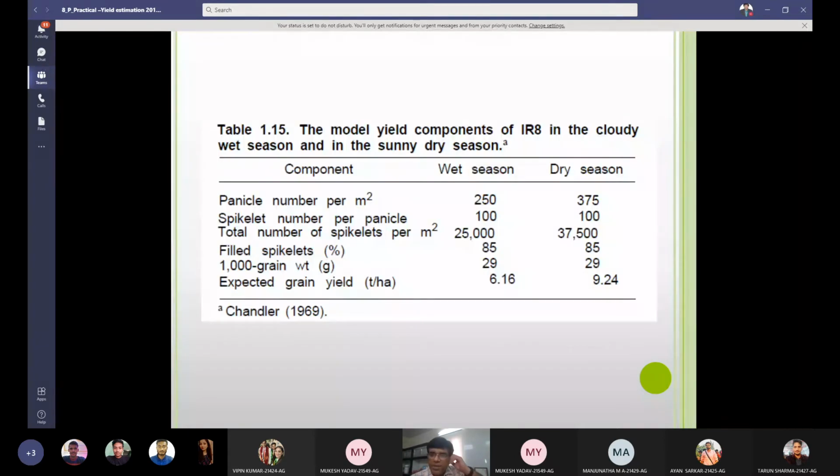And see this table, this is a very important table: the modal yield components of IR8 in the cloudy wet season and in the sunny dry season. Friends, IR8 was a fantastic variety developed by the International Rice Research Institute. It was a cross between Indica and Japonica varieties, and it was known as miracle rice.